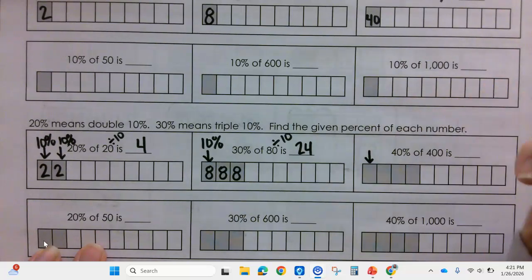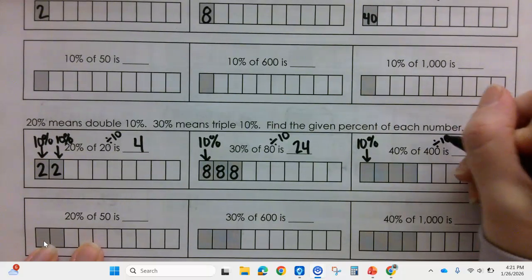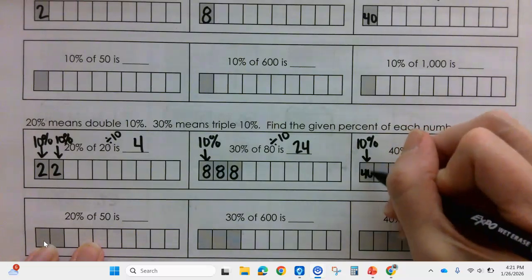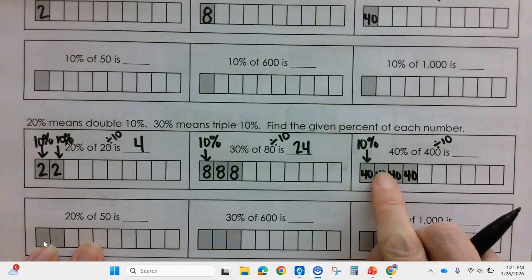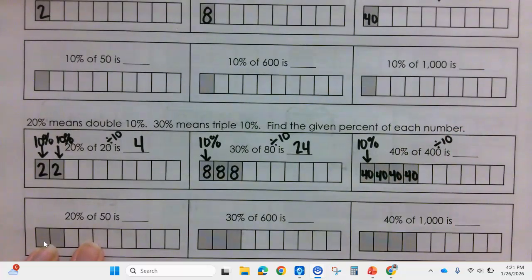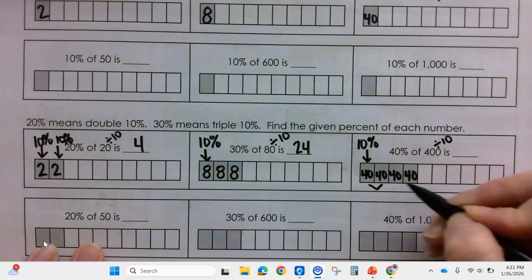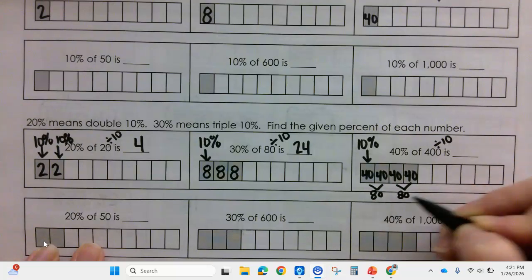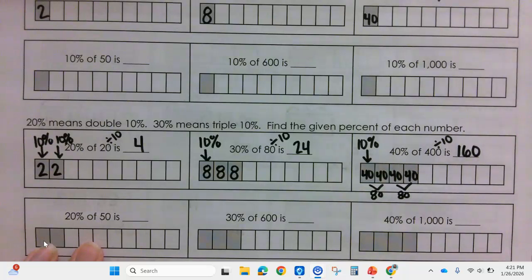For 40%, we're going to first find 10%. So we'll take this and we'll divide it by 10. 400 divided by 10 is 40. And we have 40 4 times. 10%, 20%, 30%, 40%. So we have to add up all of this, or we can do 40 times 4. I'm going to actually combine it like this. I'm going to get 80 and 80, and then do 80 plus 80. 8 plus 8 is 16 with the 0 at the end, 160.